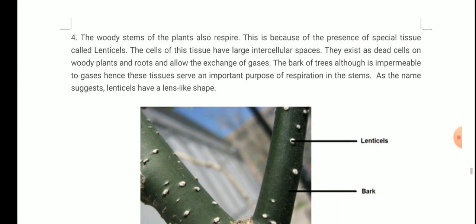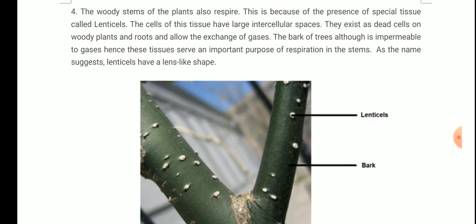Fourth one, the woody stems of the plants also respire. This is because of the presence of special tissues called lenticels. The cells of this tissue have large intercellular spaces. They exist as dead cells on the woody plants and the roots and allow the exchange of gases.